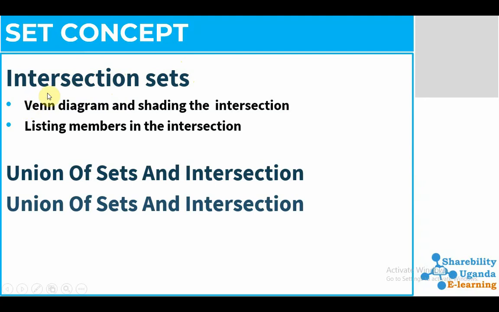So today in this video we shall handle more about Venn diagrams and shading the intersection. If you are asked to show an intersection set on a Venn diagram, how do you do it? If you are asked to shade the intersection set, how do you do it? We shall also list members in the intersection set. Also, we shall learn more about the union of sets and intersection. Okay, so let's get started.